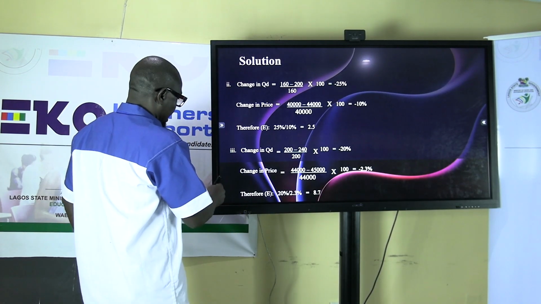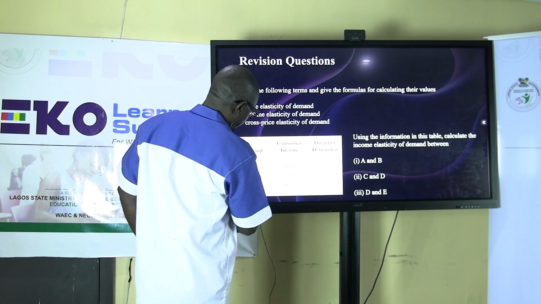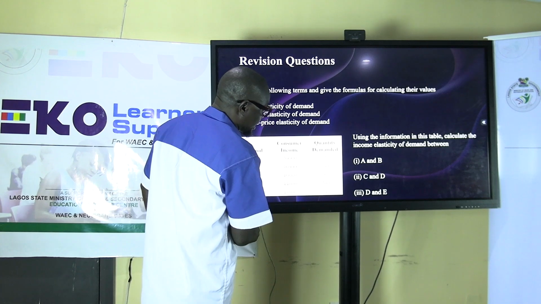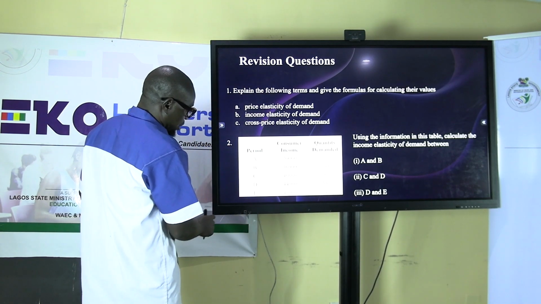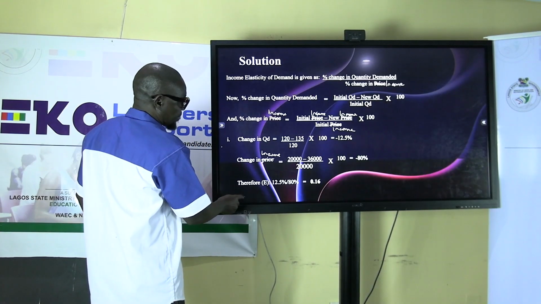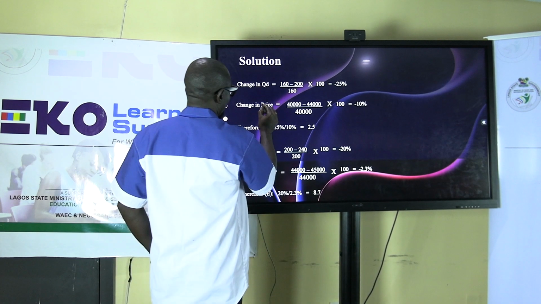Now, for the other, we have from C to D, which is 40,000 to 44,000 for income and 160 to 200 for quantity, and then from D to E, which is 44,000 to 45,000 and 200 to 240. So for the second one, which is from 40,000 to 44,000, this is income again.